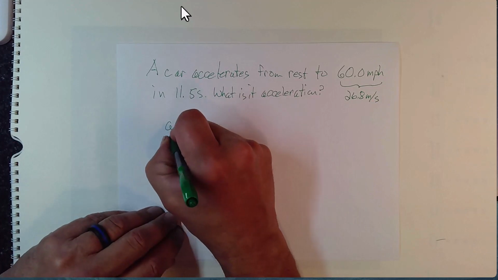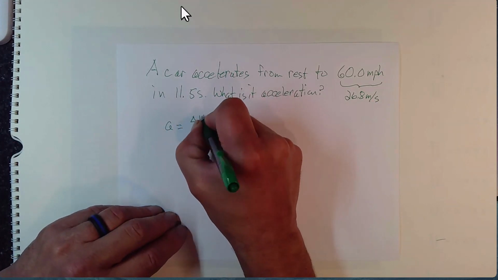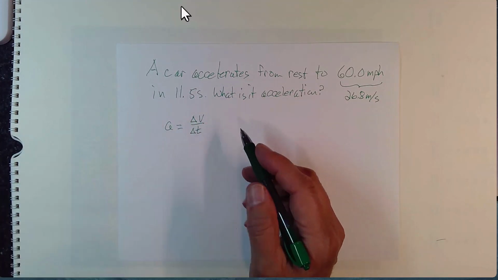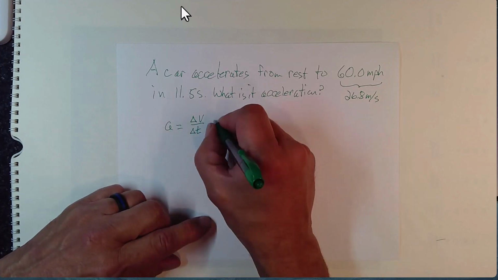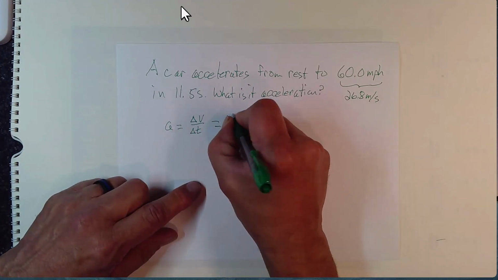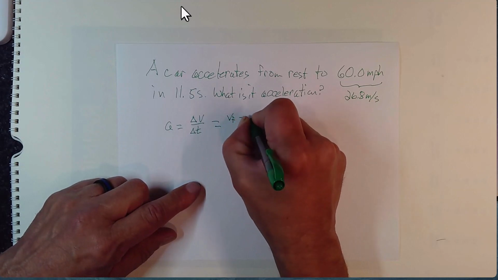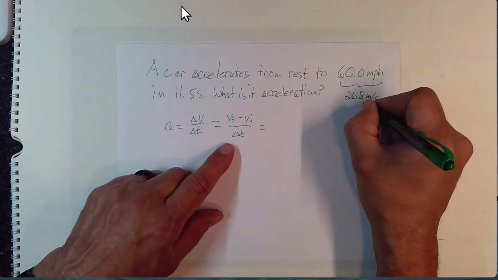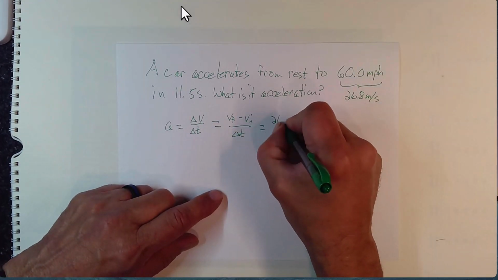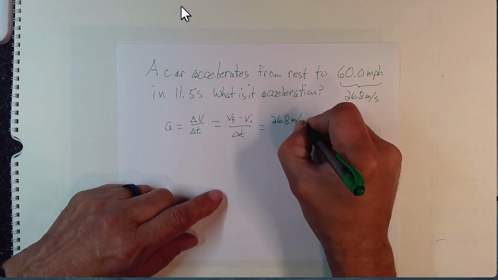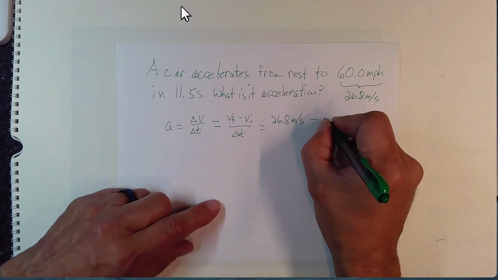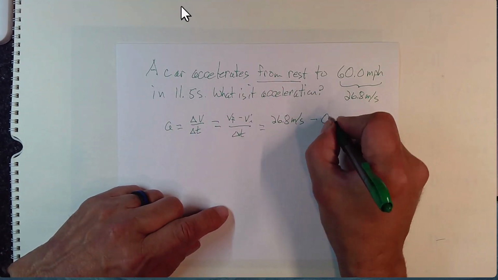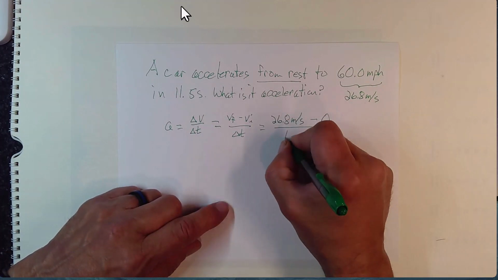Okay, so anyway, the acceleration is going to be delta V over delta T. This is my equation in variable form, the way you should always start a problem solution. And delta V in this case is going to be V final minus V initial over delta T. V final was 26.8 meters per second minus V initial was 0, started from rest. That's code for velocity equals 0. And then we did that in 11.5 seconds.